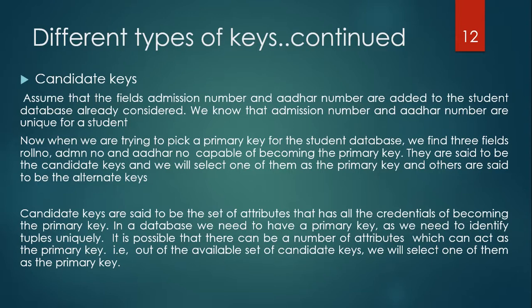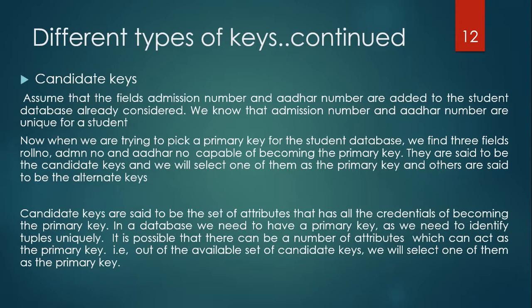കാൻഡിഡേറ്റ് കീ എന്ന് പറഞ്ഞാൽ കളക്ഷൻ ഓഫ് ദോസ് അട്രിബ്യൂട്ട്സ് വിച്ച് ക്യാൻ ബിക്കം ദ പ്രൈമറി കീ. അതിൽ നിന്ന് ഒരെണ്ണം സെലക്ടഡ് ആസ് ദ പ്രൈമറി കീ, അതേഴ്സ് എന്ന് പറയുന്നത് ബാക്കിയുള്ളതെല്ലാം ഓൾട്ടർനേറ്റ് കീസ് ആയിട്ട് മാറും. ദേ ആർ ദ കാൻഡിഡേറ്റ് കീസ്, ബട്ട് വൺ ഓഫ് ദം ഈസ് സെലക്ടഡ് ആസ് ദ പ്രൈമറി കീ, ദ റെസ്റ്റ് ഈസ് സെറ്റ് ടു ബി. അതായത് ഇഫ് റോൾ നമ്പർ ഈസ് സെലക്ടഡ് ആസ് ദ പ്രൈമറി കീ, ദെൻ admission number and Aadhaar number are the alternate keys.